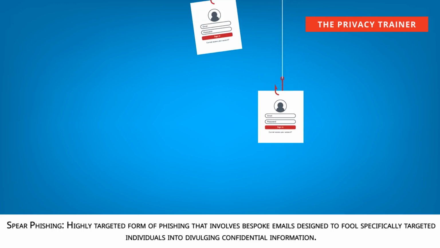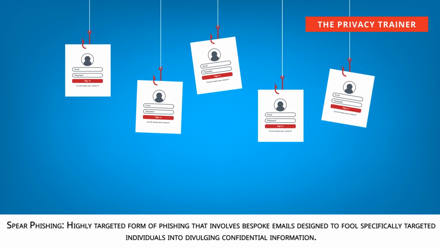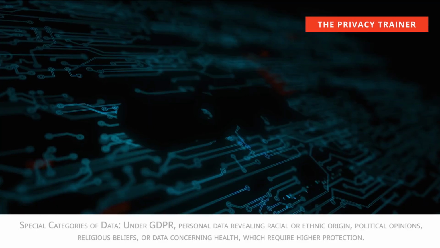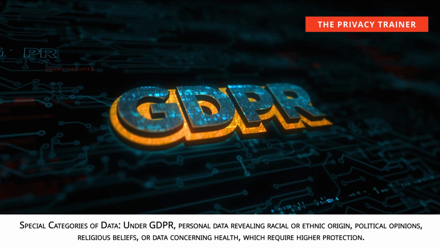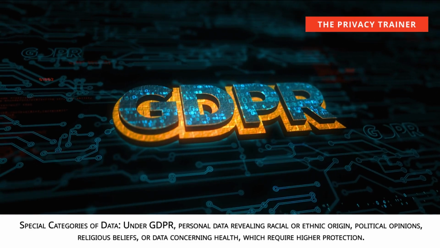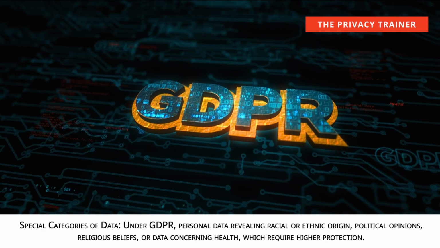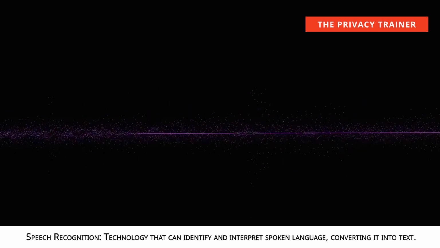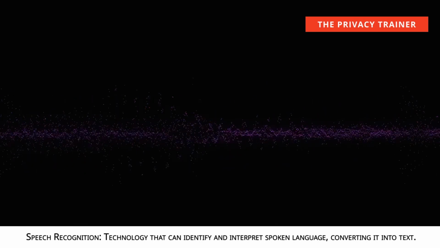Spear phishing. Highly targeted form of phishing that involves bespoke emails designed to fool specifically targeted individuals into divulging confidential information. Special categories of data. Under GDPR, personal data revealing racial or ethnic origin, political opinions, religious beliefs, or data concerning health, which require higher protection. Speech recognition. Technology that can identify and interpret spoken language, converting it into text.